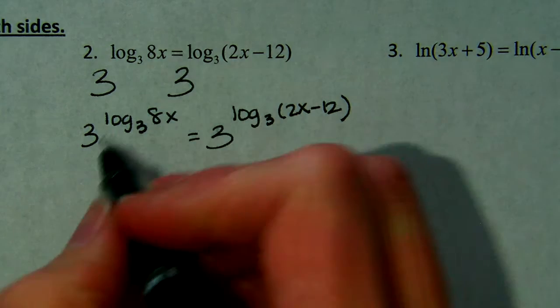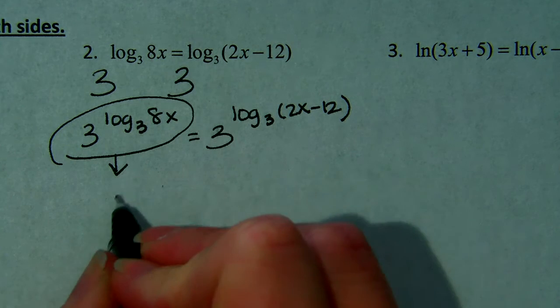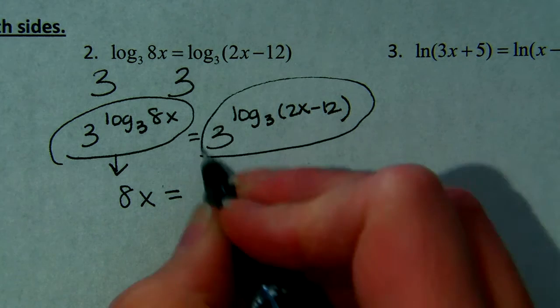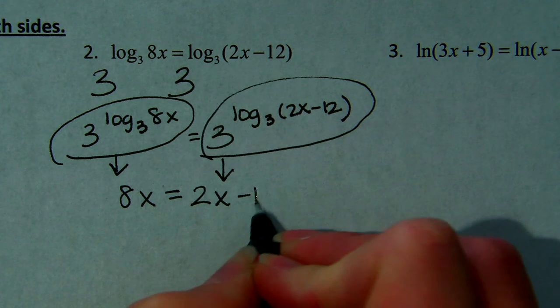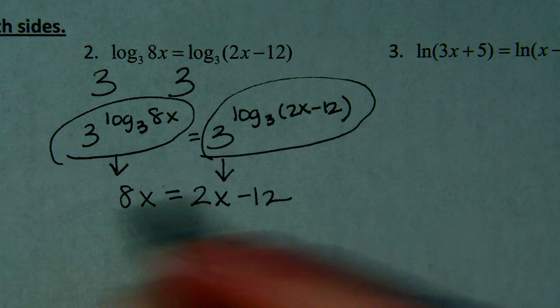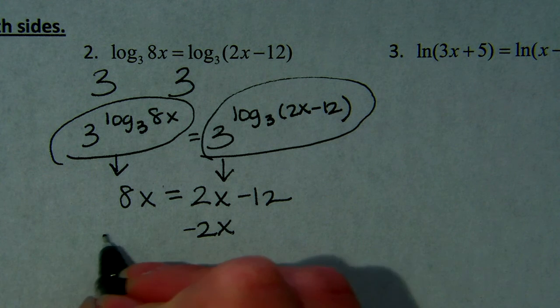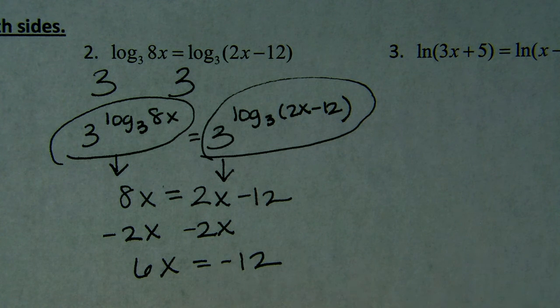And what happens is that the 3 raised to the log base 3 simplifies to 8x, and the 3 raised to the log base 3 of 2x minus 12 simplifies to 2x minus 12. And then what we do is just solve for x. And x equals negative 2.